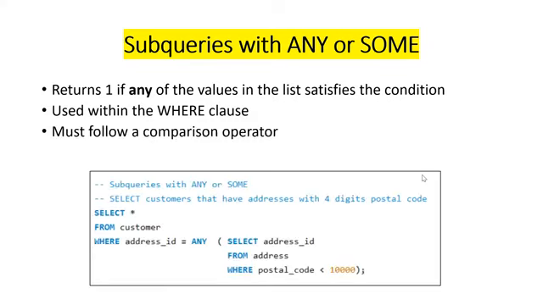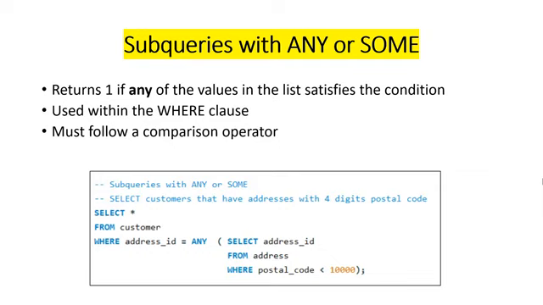As we have seen, for IN we don't need to use any comparison operators, but with ANY or SOME, we have to use the comparison operators. And one small remark is that SOME is an alias for ANY. So if you use ANY or SOME, it is the same thing. So here with the subquery, we select customers that have addresses with 4 digits postal code.